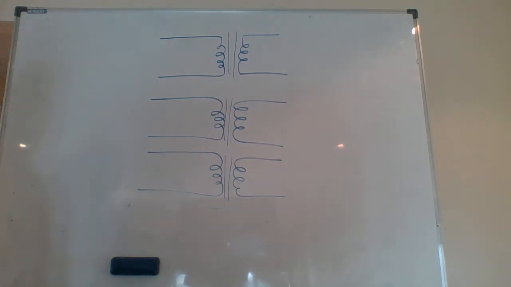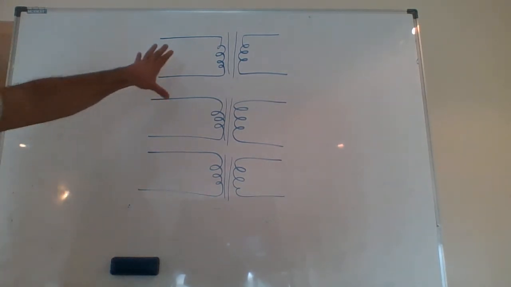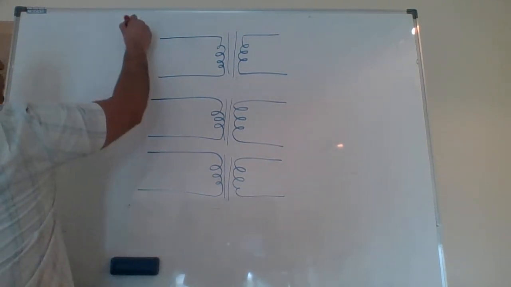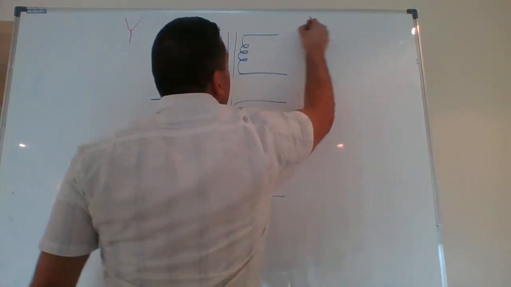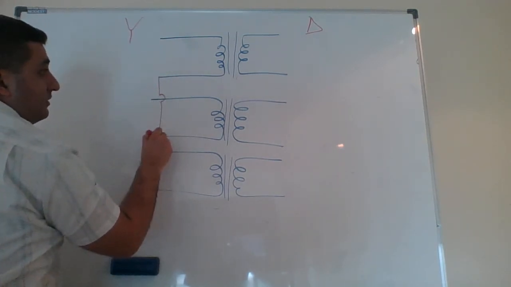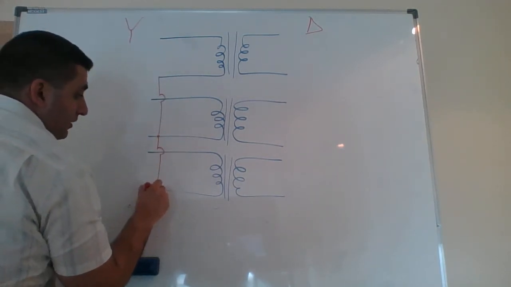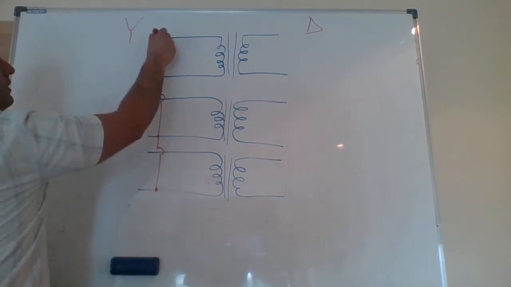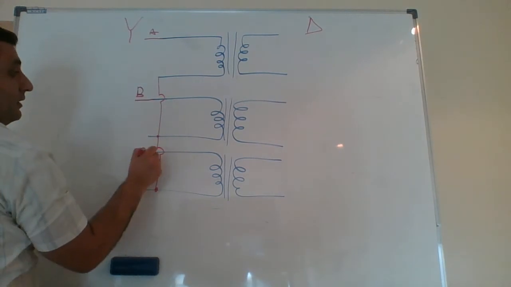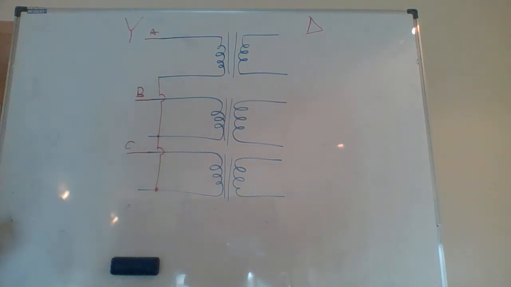See, this is to connect YY or delta Y, to connect, for example, Y delta. I'll follow the same. I'll connect this side to this, I'll connect this side to this side. This will become A. That's what will become B. And that's what will become C input.